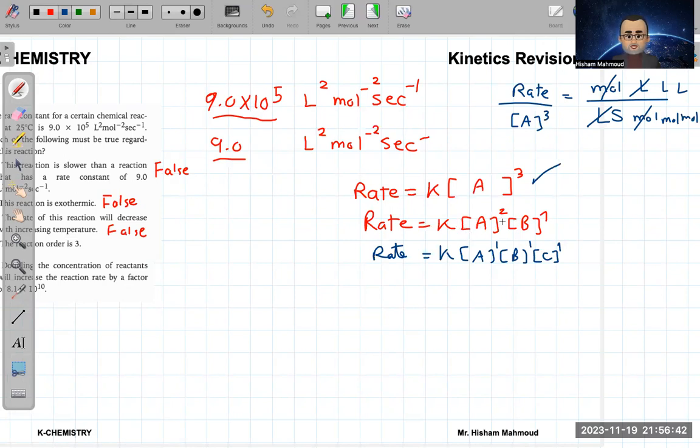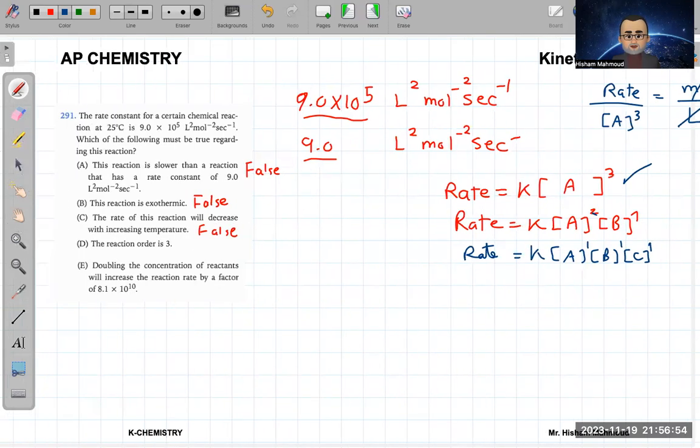كل دول هيدوا نفس الكلام، صح؟ This one will give me the same value because at the end you have 3 reactants, 3 and 3 reactants. So this is true. Doubling the concentration of reactants will increase the reaction rate by a factor of 8.1 multiplied by 10 to the power of 10.